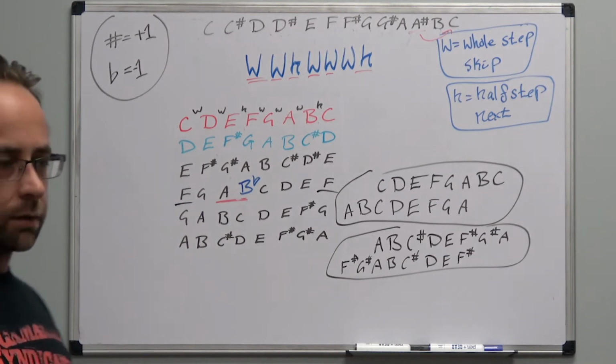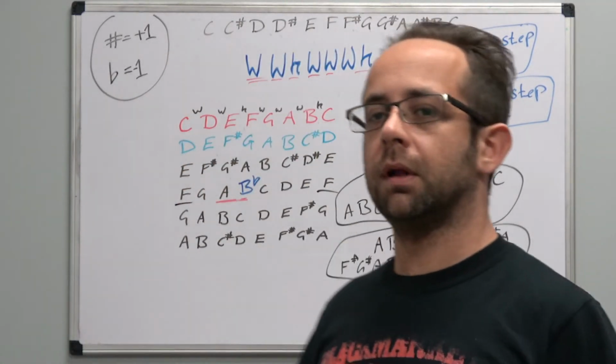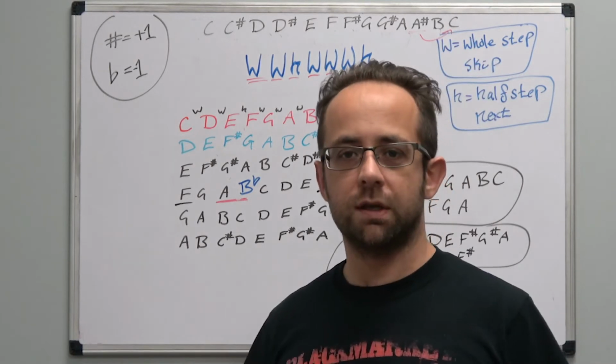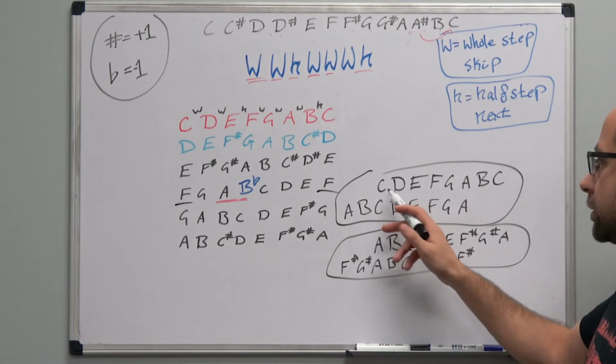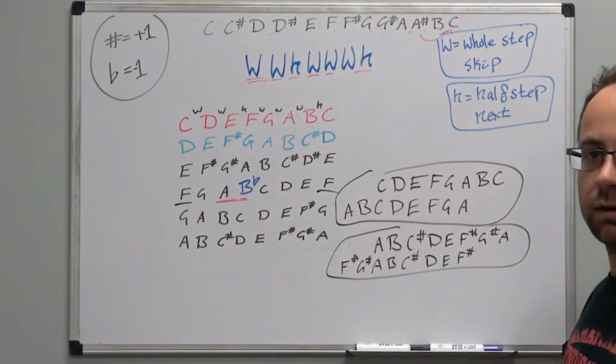So, again, I know I already said that earlier, but when I say what's the difference between a scale, that's what I'm talking about. All right, so looking over here, what's the difference between the C scale and the A minor scale?